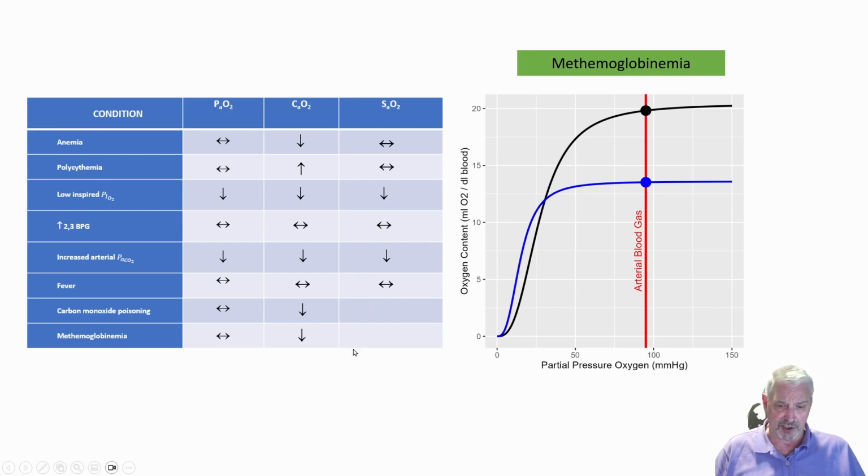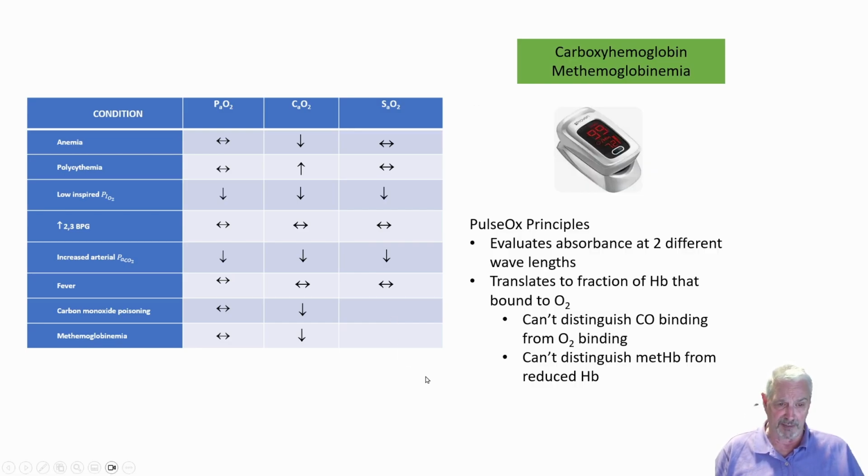So how about saturations? These are a little bit odd because people don't usually talk about saturation in methemoglobinemia and carboxyhemoglobinemia. But I want to talk a little bit about it in the context of pulse oxes, which are ubiquitous now, and we make measurements all the time, just to give you an idea of whether you can see carboxyhemoglobinemia or methemoglobinemia if you put a pulse ox on a patient.